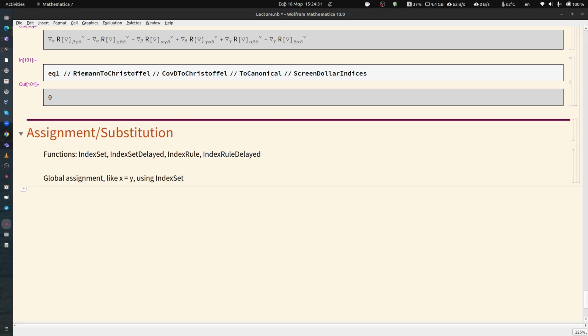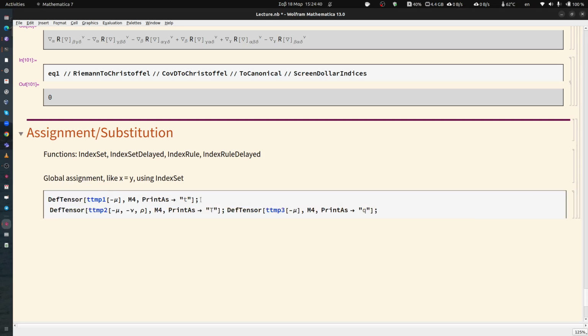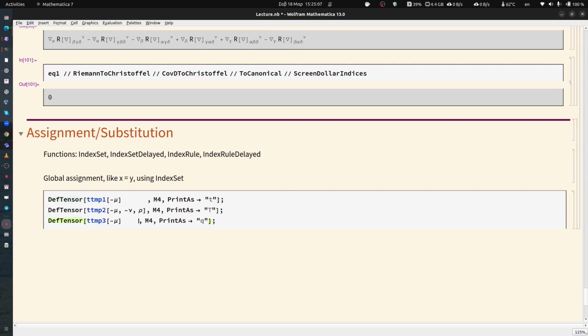So first, let's define some temporary tensors to play with. So we define the tensors TMP1, TMP2, and TMP3. TMP1 is a one-form as well as TMP3. And you see that although their input symbols are complicated, their output form will be simple because we use the PrintAs option here, and they will be printed with a single symbol, T, capital T, and Q.